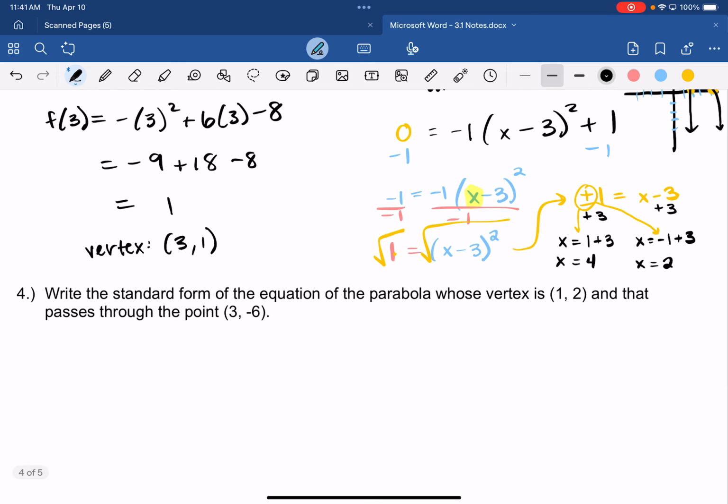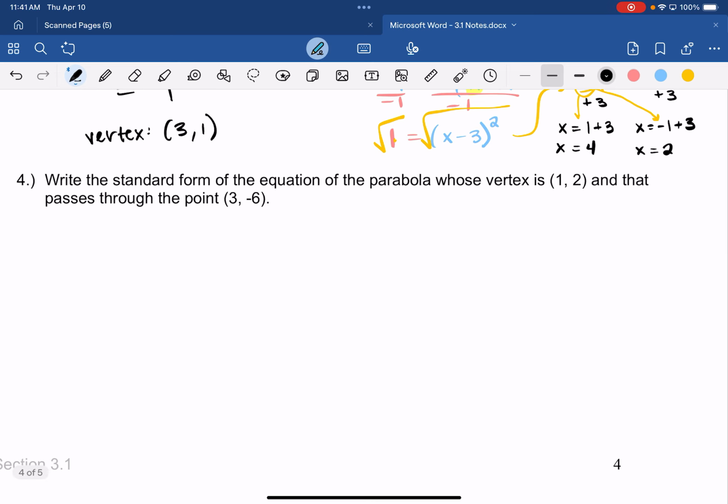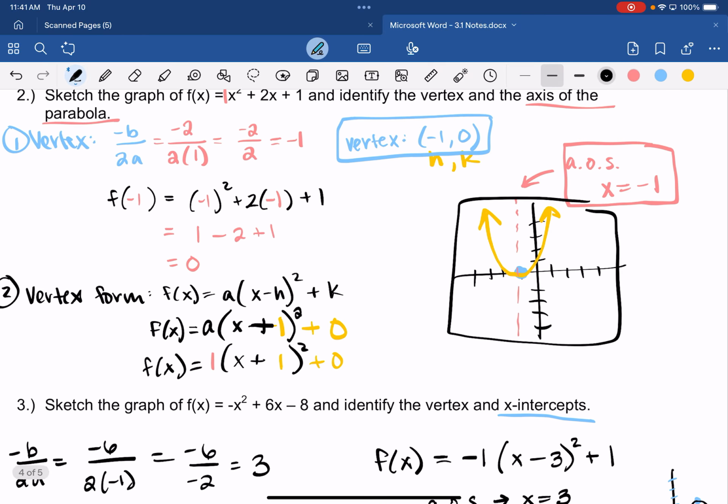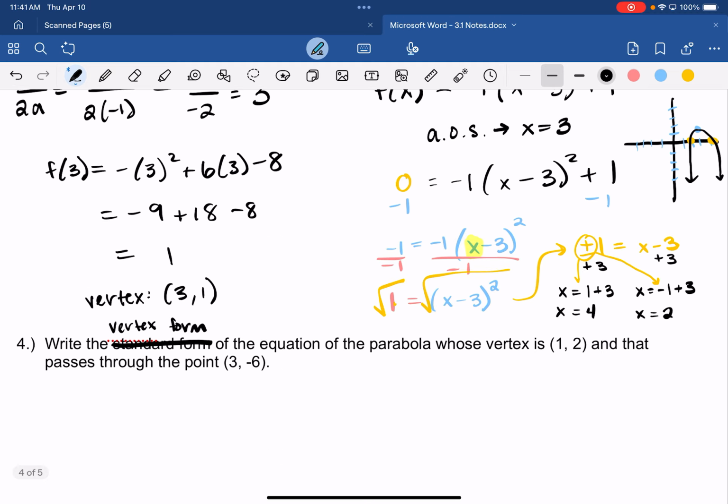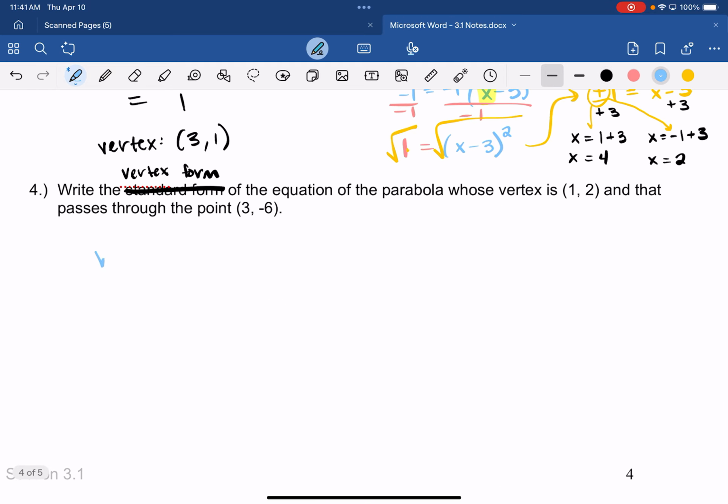Perfect. All right, number 4. Write the standard form, but remember, standard form our textbook doesn't use. We're going to actually write vertex form of the equation of the parabola whose vertex is 1, 2 and that passes through the point 3, negative 6. Uh-oh, problem. I don't have an equation like I had before. So we have to solve this one a little differently. The nice part is up top here. We said the first step was to find the vertex, and they give us that already. So let's just label it. So we have our vertex, which is 1, 2.